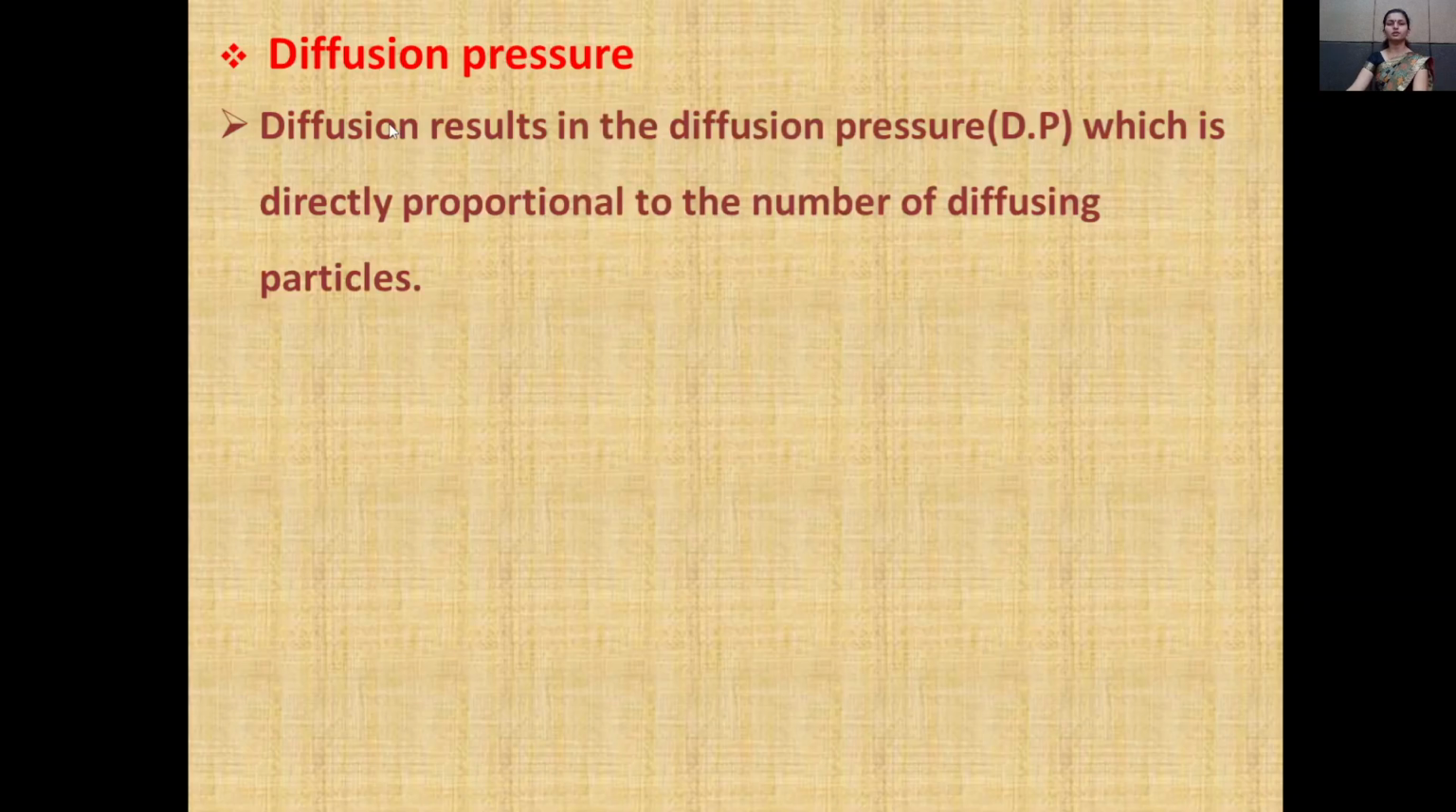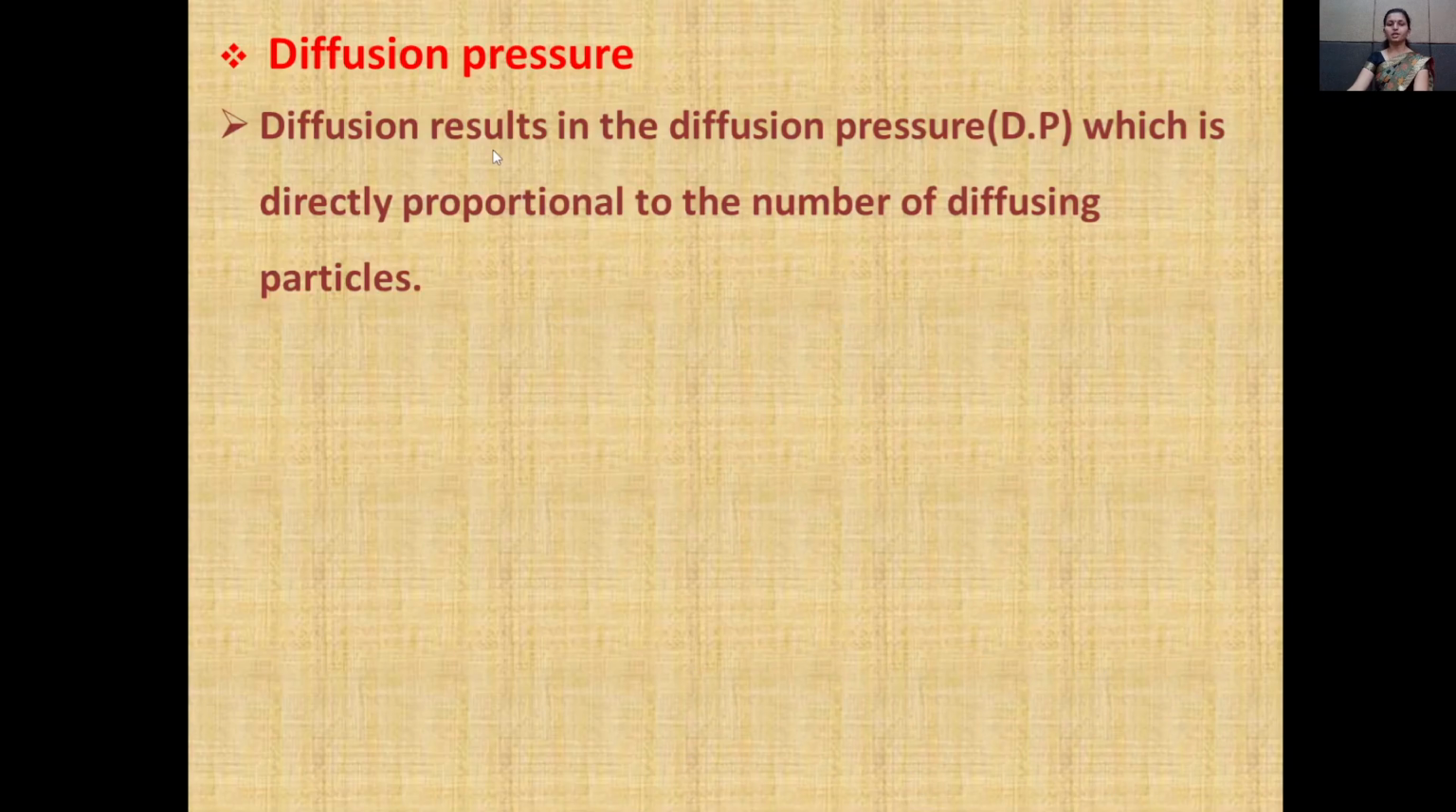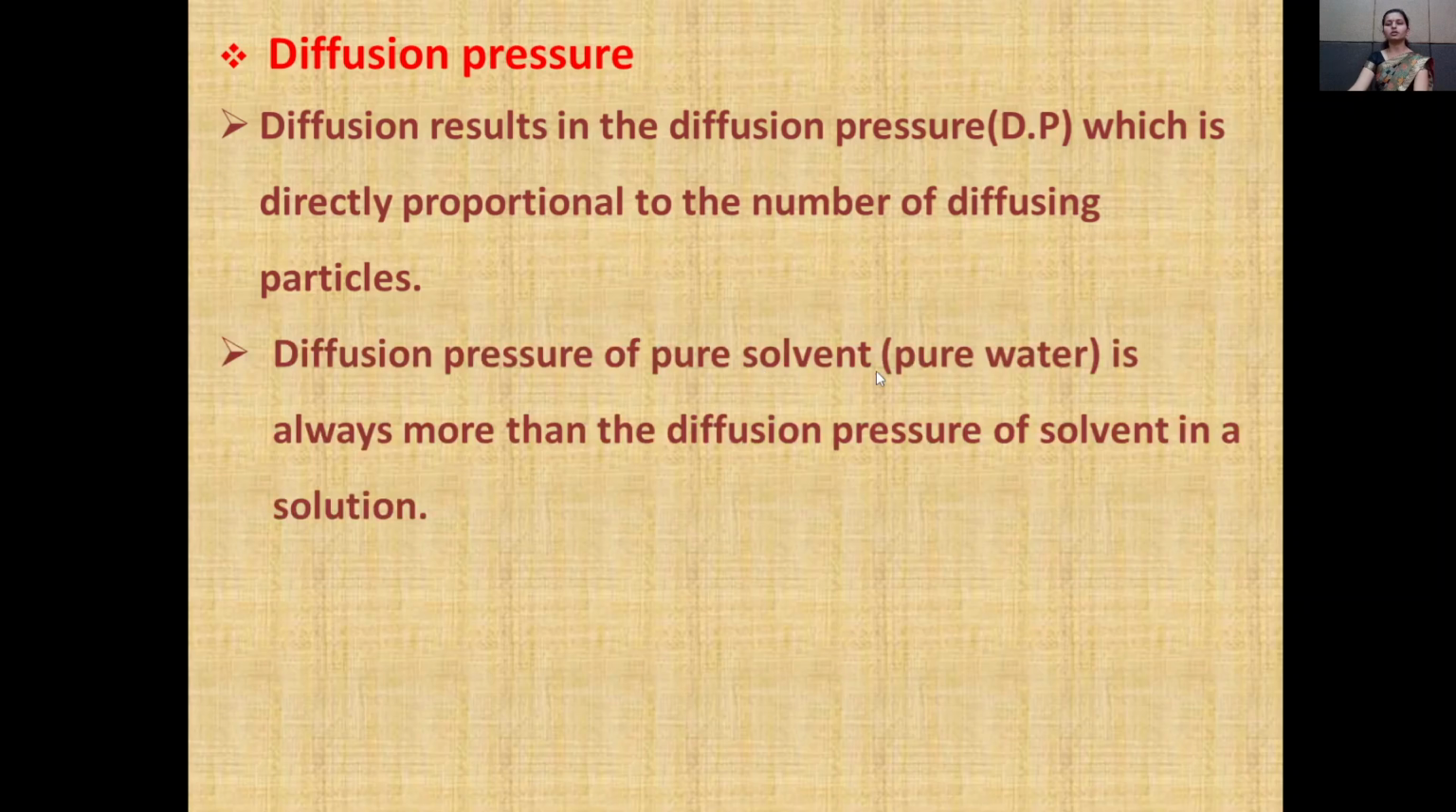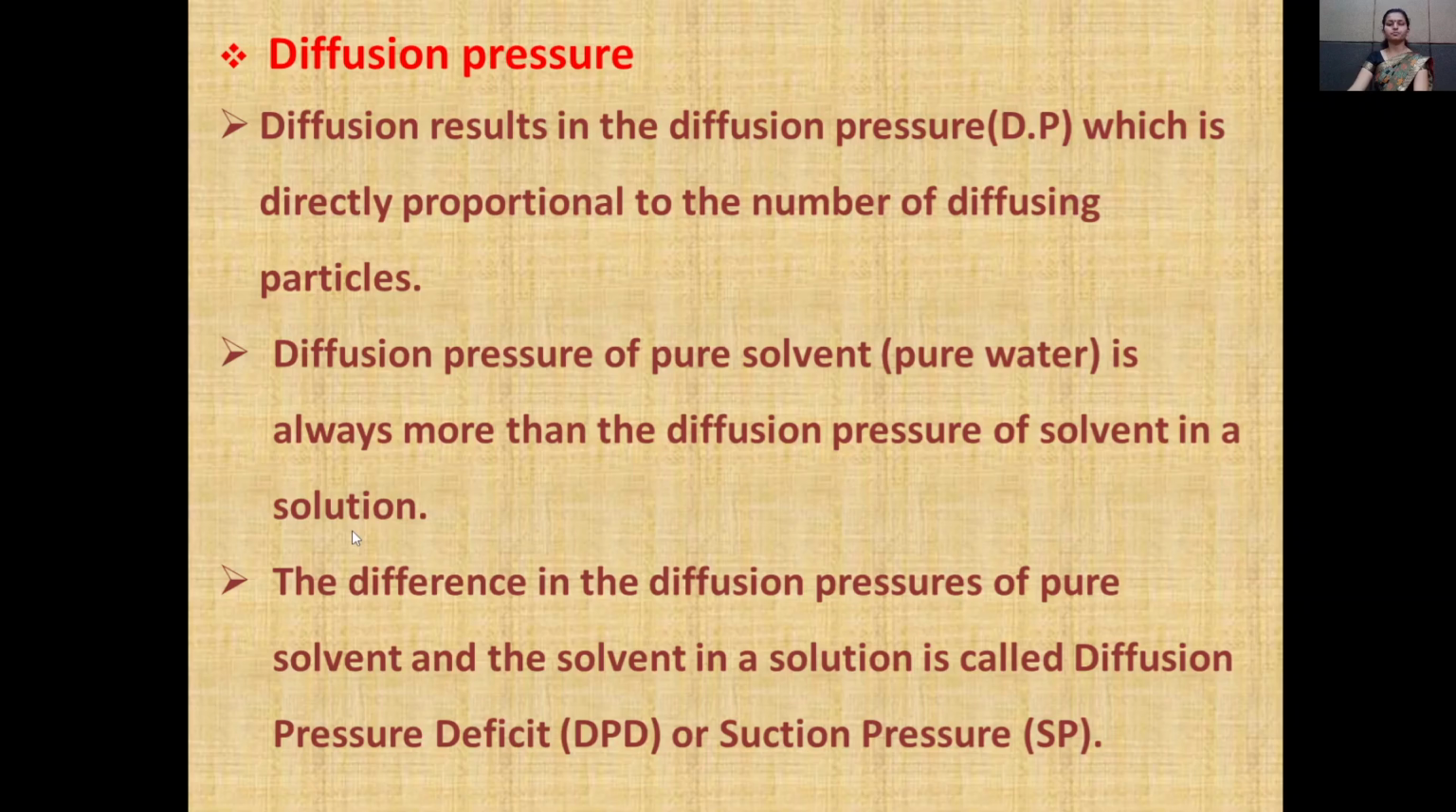Diffusion pressure. Diffusion results in the diffusion pressure, in short we call dP, which is directly proportional to the number of diffusing particles. Diffusion pressure of the pure solvent or pure water is always more than the diffusion pressure of a solvent in a solution. The difference in the diffusion pressure of pure solvent and the solvent in a solution is called diffusion pressure deficit. In short, we call DPD, or it is also called suction pressure, SP.